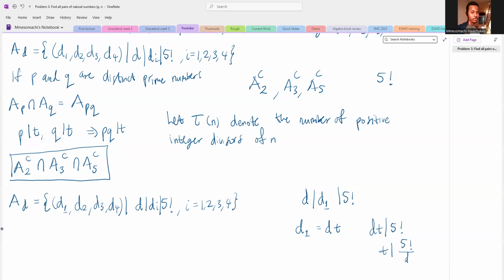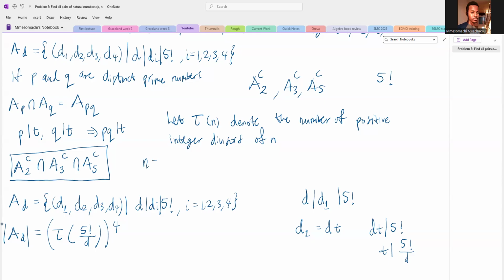So it means A sub D is equal to, so the size of this set, A sub D, is equal to tau of 5 factorial divided by D, raised to the power of 4. Why am I raising to the power of 4? Because each of these terms in the quadruple can be picked independently, and we'll apply the multiplication rule. So this is raised to the power of 4. But first of all, what is tau of n?